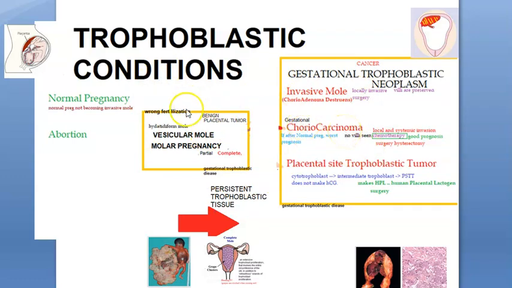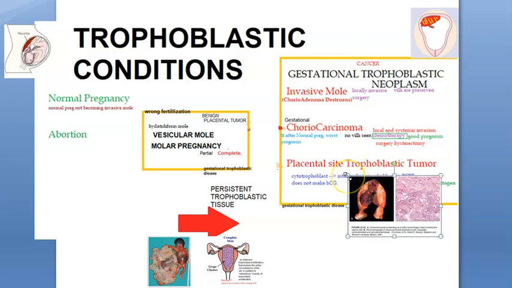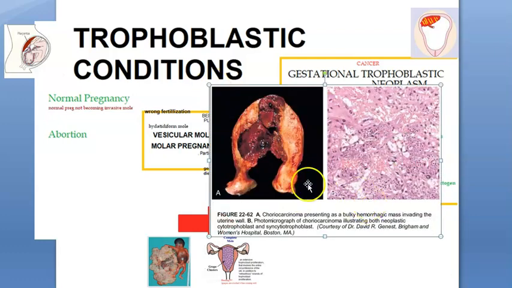So basically if a normal pregnancy turns into a choriocarcinoma, that has worse prognosis, and in choriocarcinoma there is no villi seen, okay. So you can give chemotherapy, there will be good prognosis, or you can just do a hysterectomy. So here they have shown you choriocarcinoma, okay. Necrosis and all that, is it? Bulky hemorrhagic mass, okay.